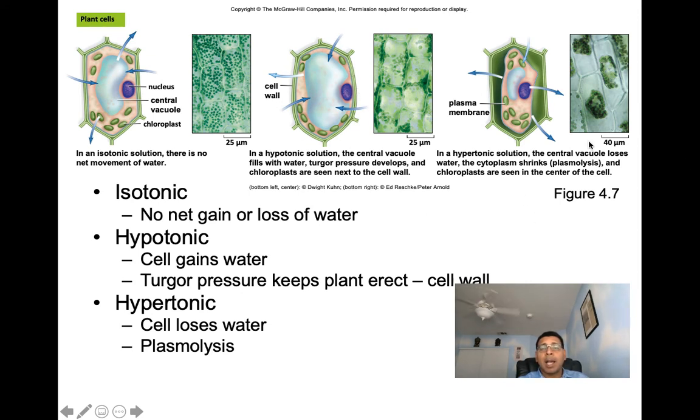Now here, if we were to place it in a hypertonic solution, you can see here now, what happens is the cell, its plasma membrane, is going to start to shrivel to the inside. So in a hypertonic solution, you can see what happens to the plant cell. The central vacuole loses water, and the cytoplasm shrinks. You have what we call plasmolysis taking place. And the chloroplasts are even going to be seen right in the center. You can see all that right there in the picture too.